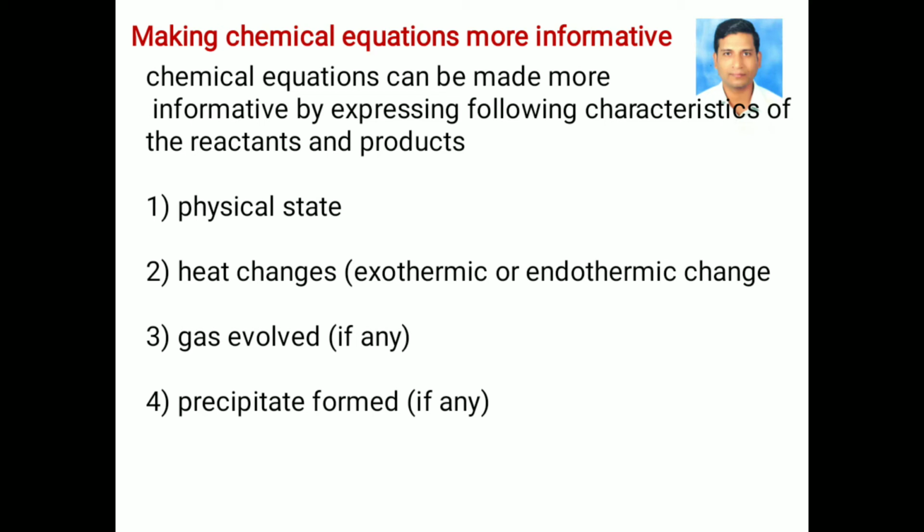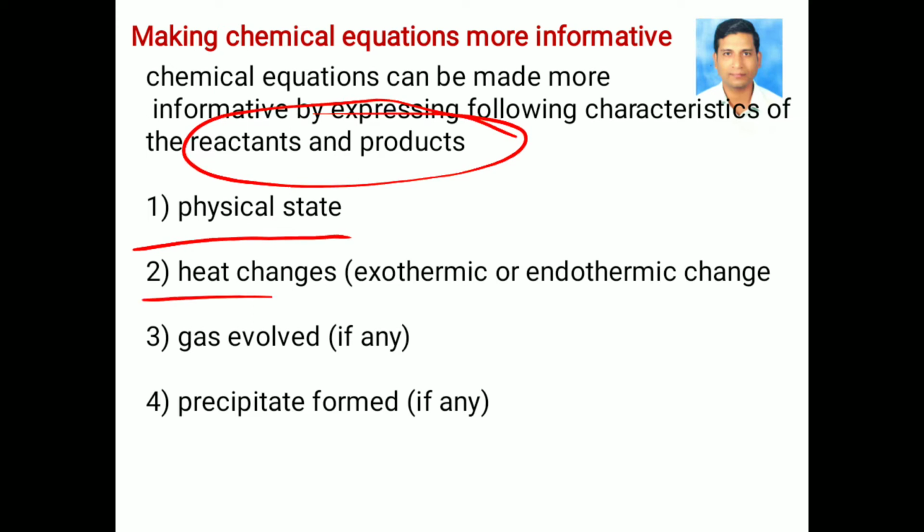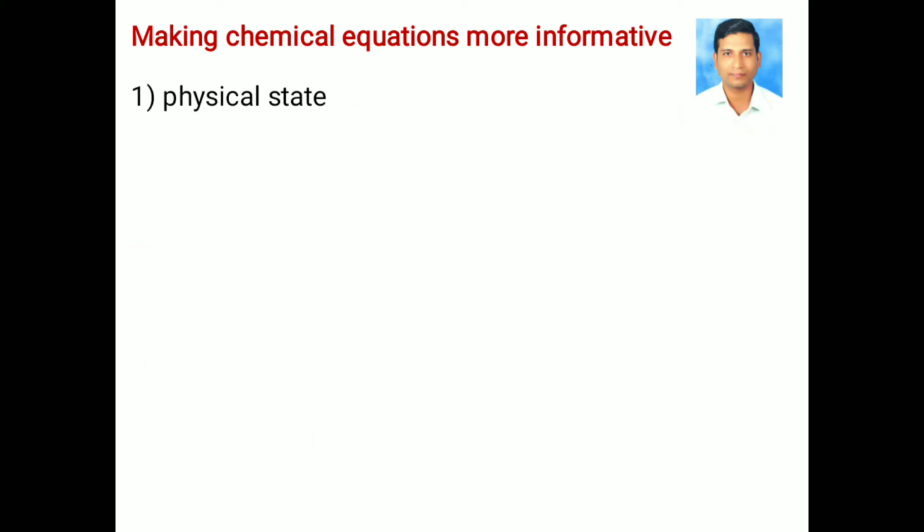Let us know making chemical equations more informative. Chemical equations can be made more informative by expressing the following characteristics of the reactants and products. Those are: number 1, physical state; number 2, heat changes; number 3, gas evolved; number 4, precipitate formed. Let us discuss expressing the physical state in a balanced equation.